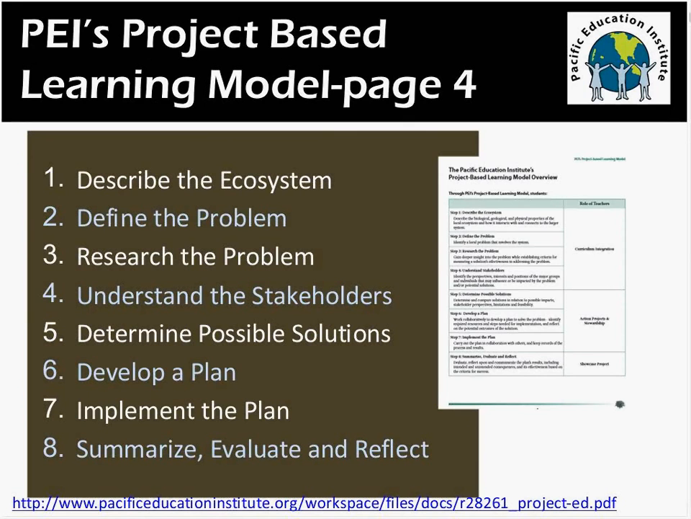Then we need to research that problem. Then we need to understand the stakeholders. Who cares about that problem? And they'll be very helpful in giving us those criteria and constraints we need. And using those constraints that we have, then we determine possible solutions. From that, we choose a solution and we develop a plan. We implement the plan and then summarize, evaluate, and reflect.